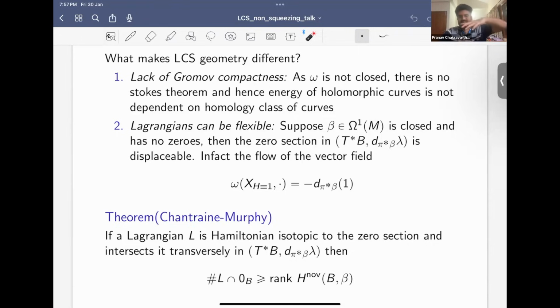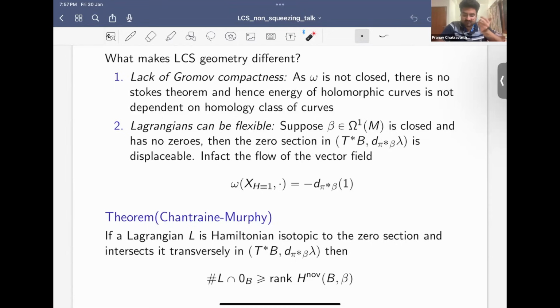So there's no asymptotic conditions you can put because whatever happens in the bulk has to be Z-equivariant even at the boundaries. So you can't get it to descend back to the conformal symplectic space. So you can't easily probe these manifolds with holomorphic curves. Furthermore, Lagrangians here can be very flexible.